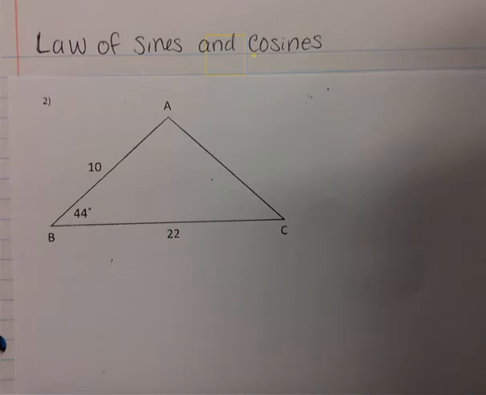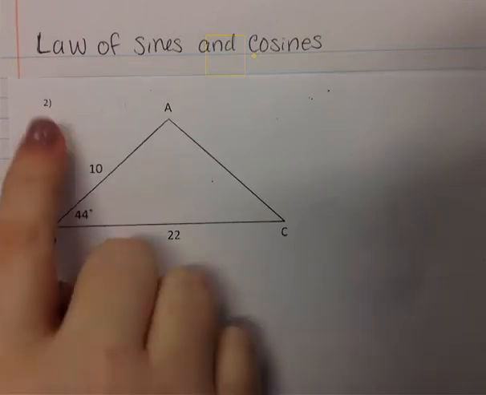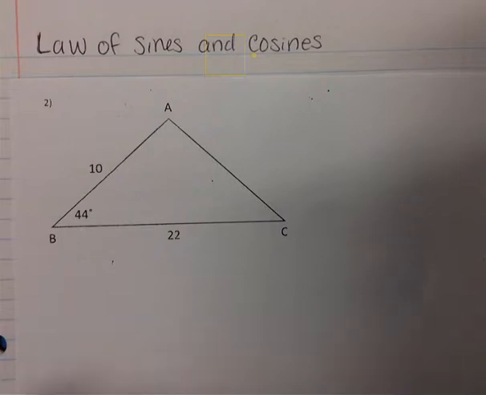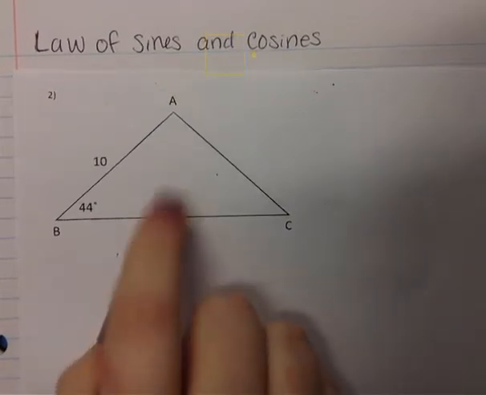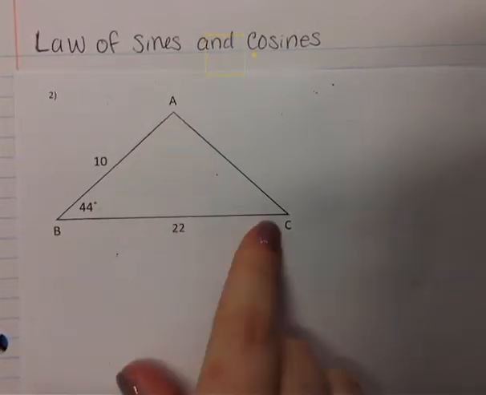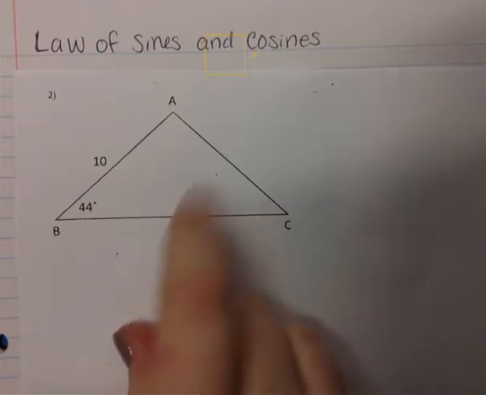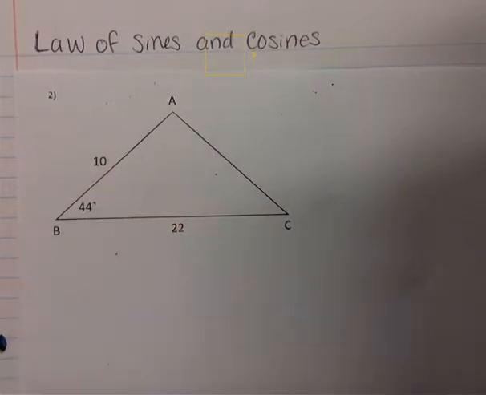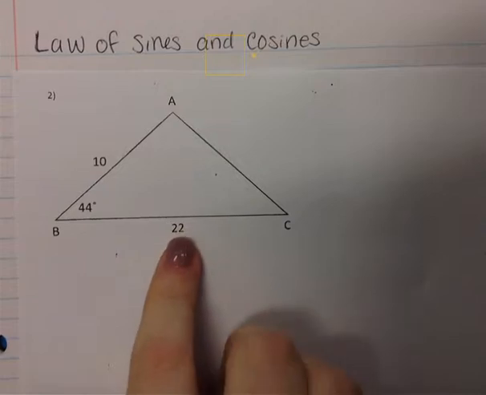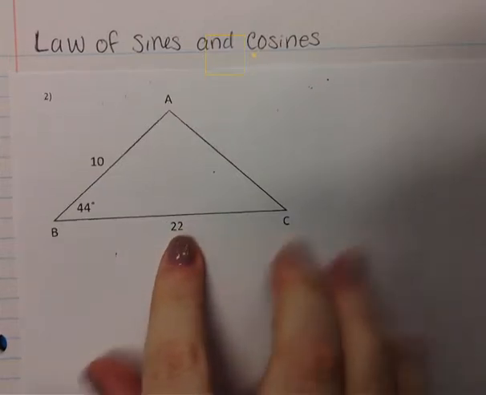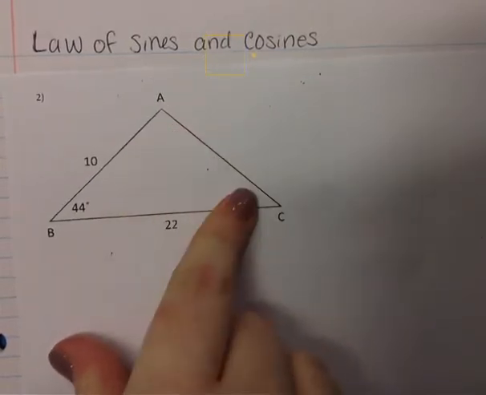This video is on law of sines and cosines. This is example 2. When we have a triangle that has big A, big B, and big C, that means we're going to have little a, little b, and little c. This is potentially a non-right triangle because we do not know the other angle measurements at the moment.